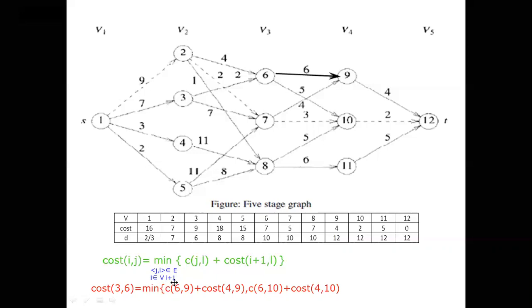V of I plus 1 is the next stage. It is showing both are stages. That is the meaning here: I and V of I plus 1, both are stages. I hope it is clear with this particular basic formula. Using that formula only we solve it. I hope this is clear.